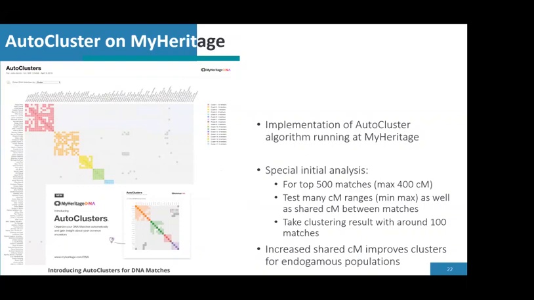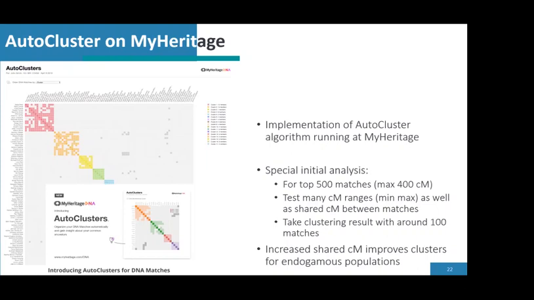The implementation on MyHeritage. So let's discuss some of the other AutoCluster implementations. The AutoCluster algorithm was licensed to MyHeritage in the beginning of 2019, and for this implementation, a special version of the tool was used. This version first examines various ranges of centimorgan settings, using the shared centimorgans between matches as well. To provide a consistent visualization, the AutoCluster analysis contained around 100 matches, and that is provided to users.